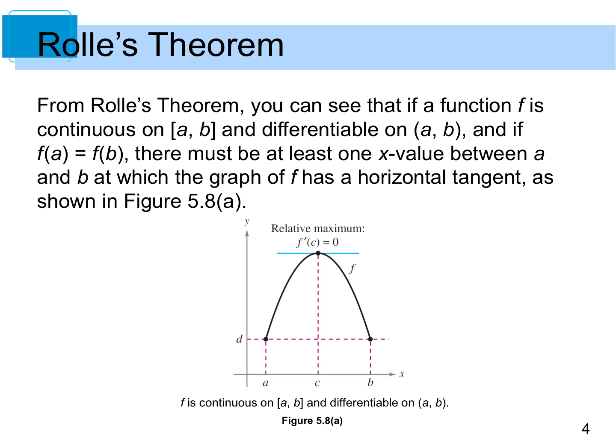So this page just says the same thing. From Rolle's theorem, you can see that a function f is continuous on a to b and differentiable on the open interval from a to b. If f of a equals f of b, there must be at least one x value between a and b at which the graph of f has a horizontal tangent line. So that would be where we have a maximum. Or if it dips down low, then we would have a minimum.